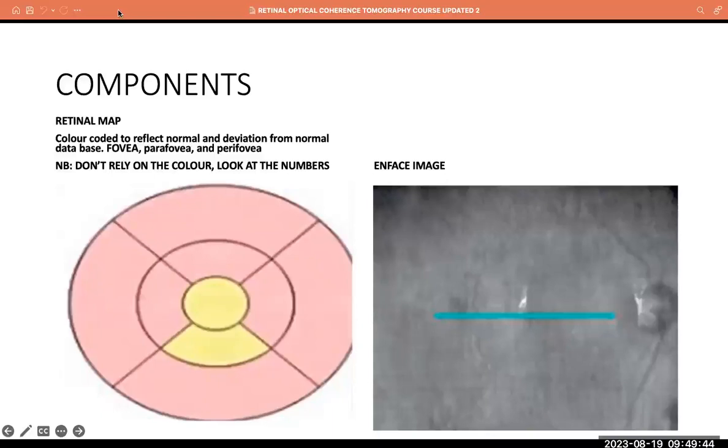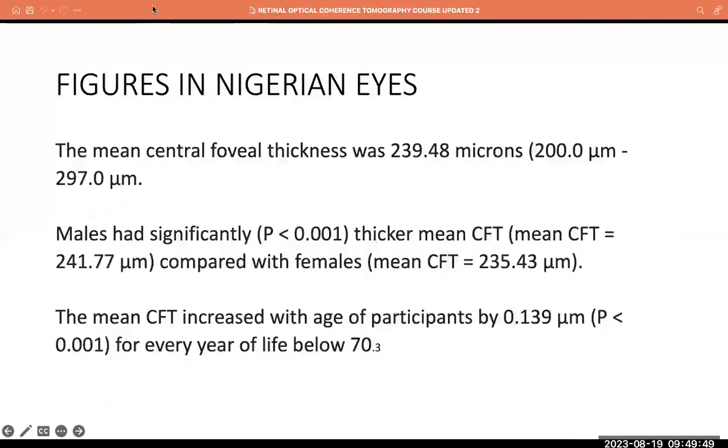So let's go to the next slide. For the interpretation of the ETDRS map, that's the circular one to your left on the previous slide, there are figures from Nigerian eyes. This was actually a study done in our center. The mean fovea thickness is around 239, and the range is from 200 to 297. It is thicker in males than females, and it decreases with age. So the one in a younger person should be more compared to the one in an older person. That's what it actually means.